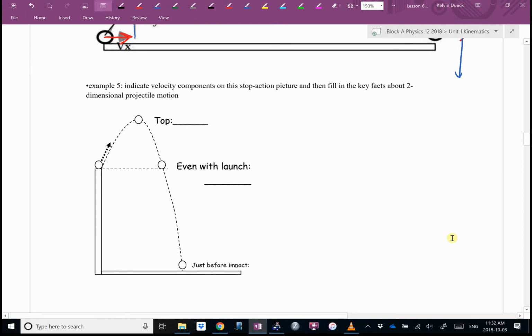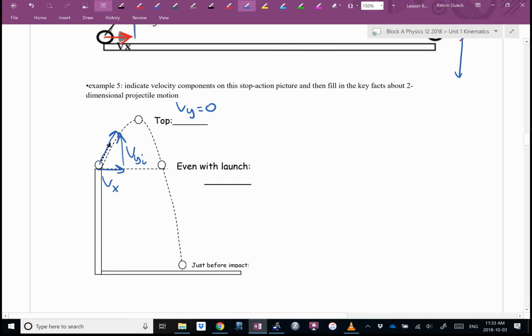It says indicate the velocity components and fill in the key facts. Okay. At the top, Vy is 0. Now, we're being launched at an angle here, so let's break this into components. Let's call this Vx. Let's call this Vy initial.